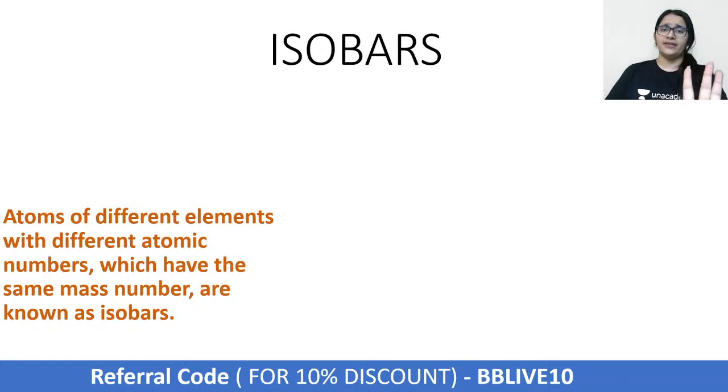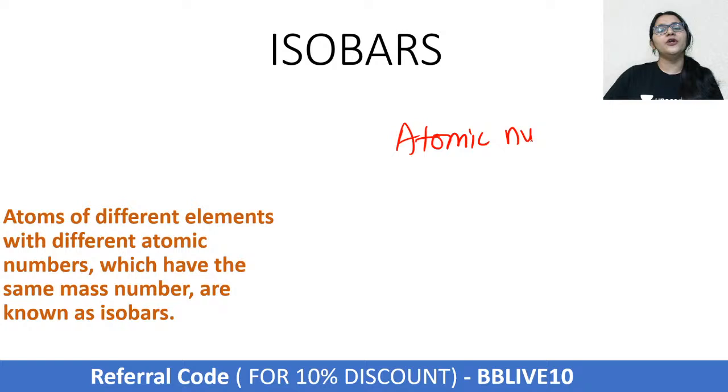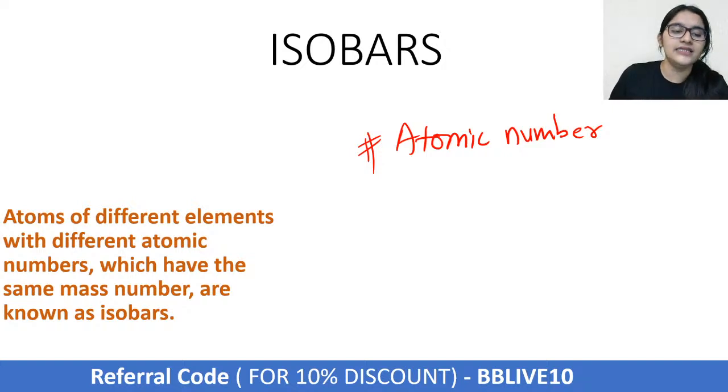Next, isobars. What happened in isotopes? We had the same element, but with a different number of neutrons. But over here, the elements are different, so obviously their atomic numbers are also different. What is the same? Their mass number. They have the same mass number and they are known as isobars.